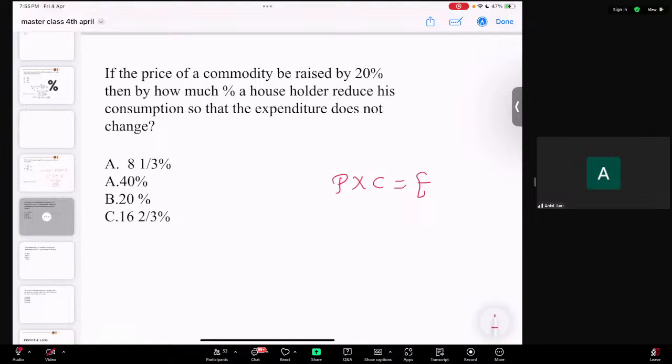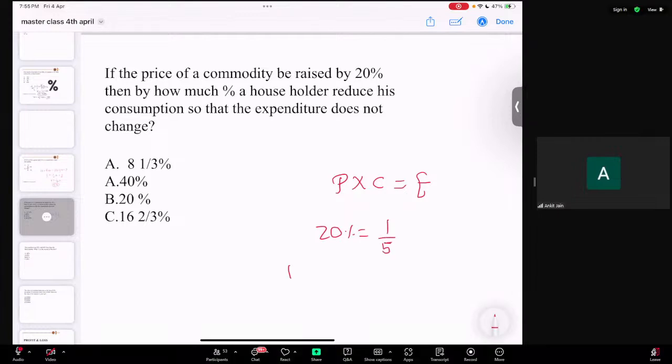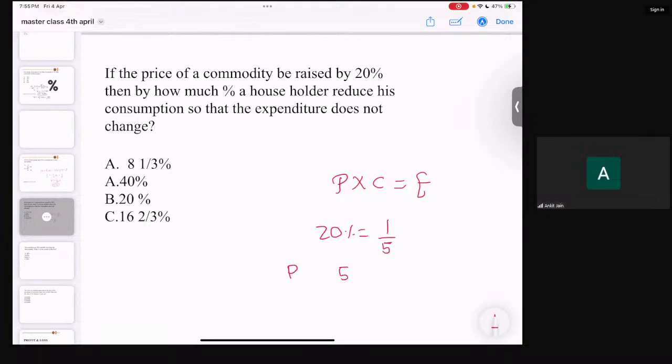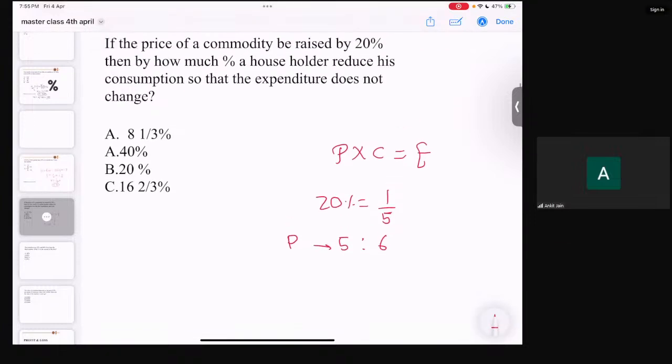If the price of a commodity increases by 20%, 20% is 1 by 5. So the price changes from 5 to 6. Price increases from 5 to 6. So what is the change in consumption so that there is no change in the expenditure? Because price into consumption is expenditure.